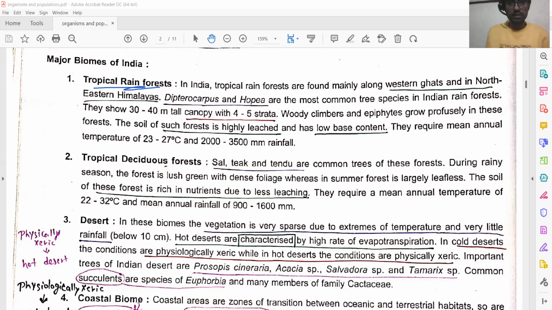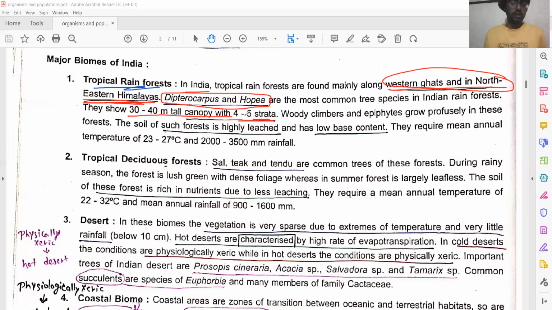So tropical rainforest. In India, tropical rainforest is found mainly along Western Ghats and Northeastern Himalayas. Western Ghats and Northeastern Himalayas. Major plants are Dipterocarpus and Hopea. Not that much important. The location is important. Next is trees are tall with 30-40 meters tall canopy with 4-5 strata.